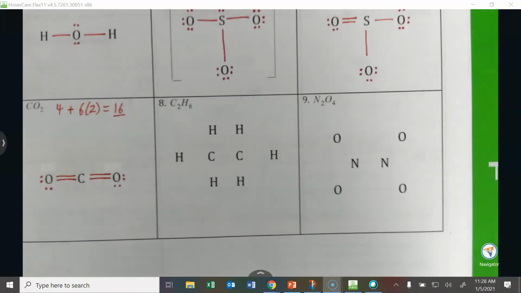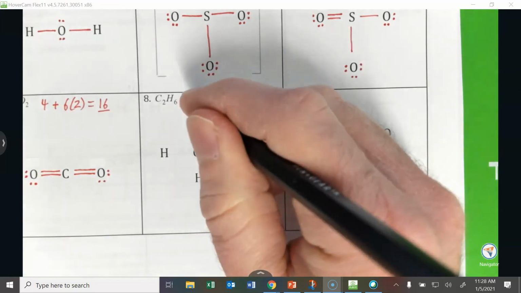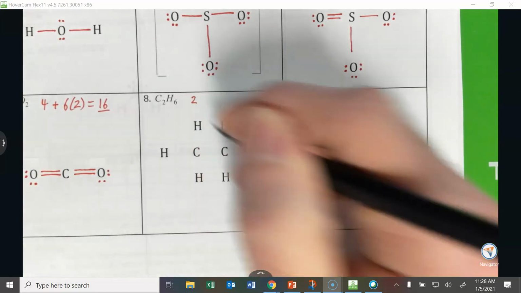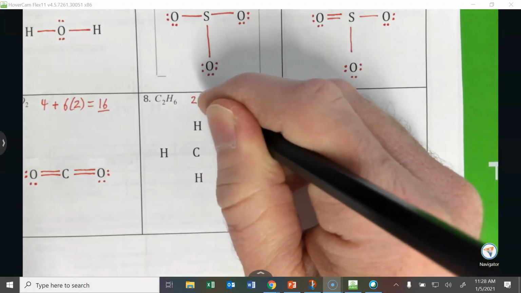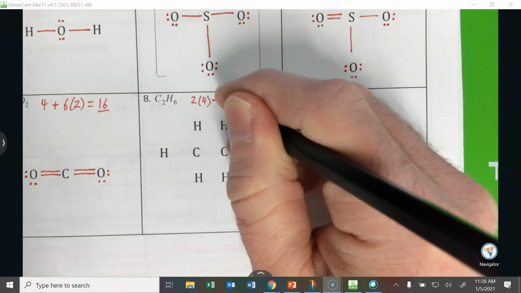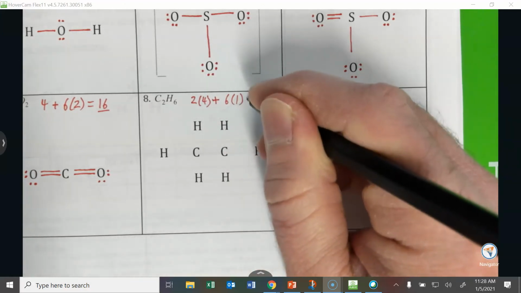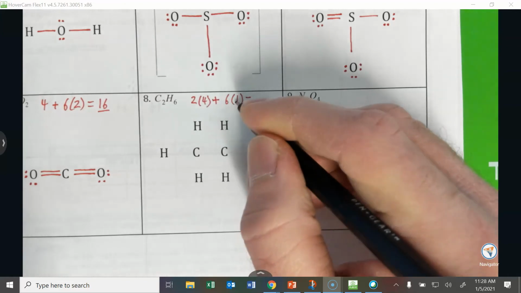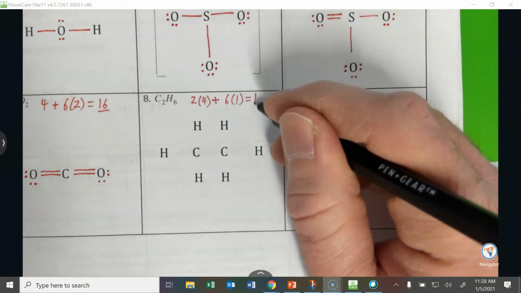Now let's look at some kind of weird ones. Okay, so I'm giving you the structure of C2H6, the skeleton. We just need to fill it in. Okay, well, I've got 2 carbons. Both of them are kind of in the center. Times 4 plus, and I've got 6 hydrogens times 1. Okay, so 6 plus 8, 14.